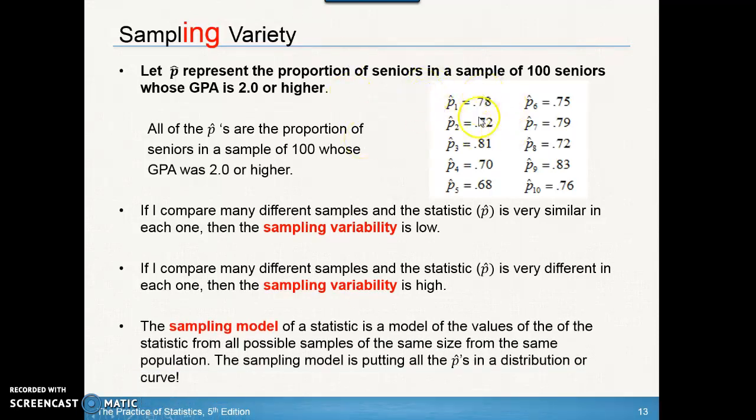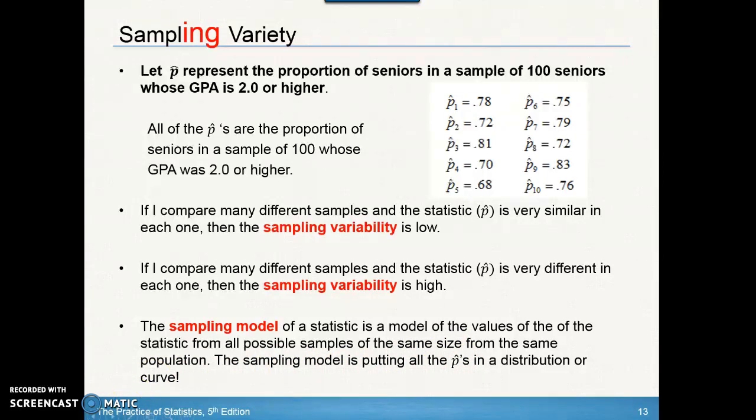Now, what do we do with all of these proportions? Okay, this is sampling variety, but these are samples, and we're going to create a sampling distribution out of all of these sample proportions, and that is called a sampling model. So a sampling model of a statistic is a model of the values of the statistic from all possible samples of the same size from the same population. Okay, so that might sound confusing. The sampling model is putting all the p hats in a distribution or a curve.